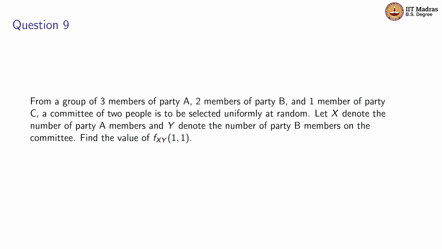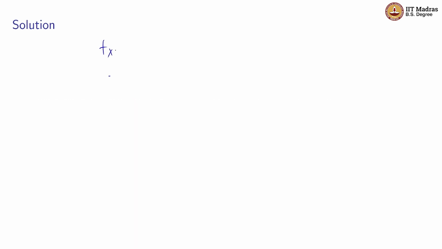Now coming on to question number 9. From a group of 5 members of party A, 2 members of party B, and 1 member of party C, a committee of 2 people is to be selected uniformly at random. Let x denote the number of party A members and y denote the number of party B members on the committee, and we have to find the joint probability that x is equal to 1 and y is equal to 1.